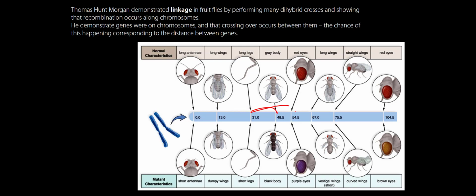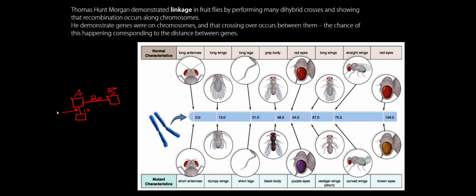And you can do basically any combination, so that eventually, when you take all those data and put them all on paper and do the math, you can say that the gene for antenna length is 13 map units away from the wing gene, is 31 units away from the leg gene, etc., etc. These are relative distances. This would be the equivalent of saying, I live here, and I live twice as far away from B as I do from C.